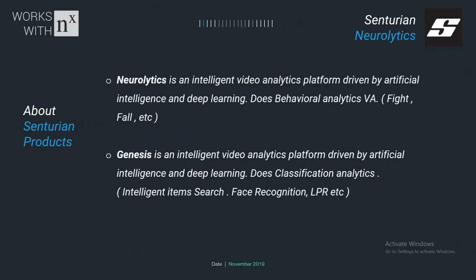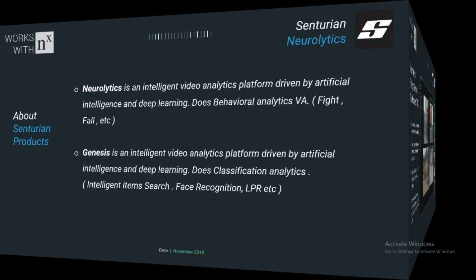So basically, we have two products. Neurolytics, which does behavioral analytics, for example, fighting, falling down, and actions. And we have another product called Genesis, which does classifications, intelligent video analytic classifications. For example, it classifies items, so you can classify a bag, a laptop, a knife, a gun, and also face recognition and license plate recognition. Okay, so I'm just going to dive in.